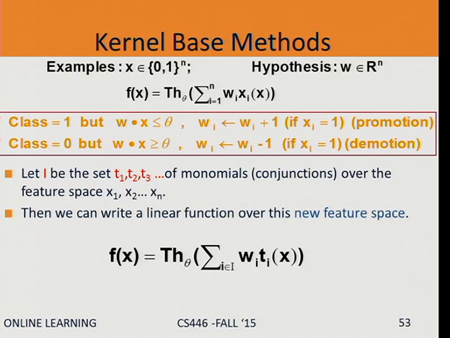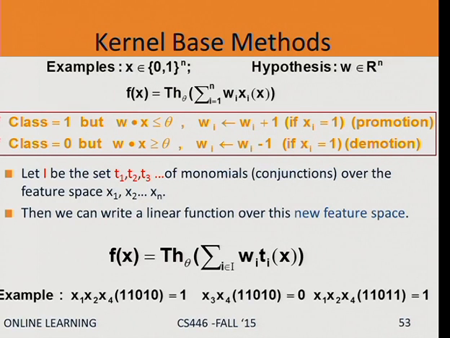So this is my linear function. What I did is it's a sum of wi ti of x, where ti is one of these many monomials that we have. How many monomials? 3 to the n monomials. I have an exponentially large feature space.